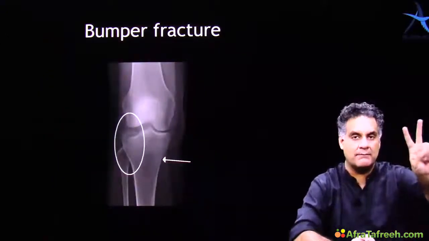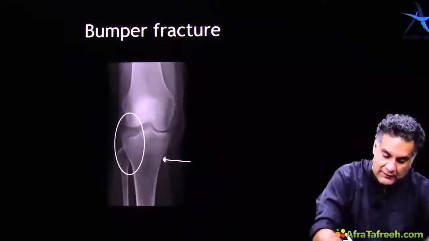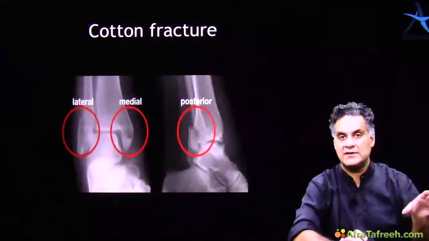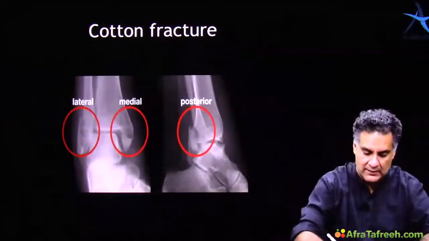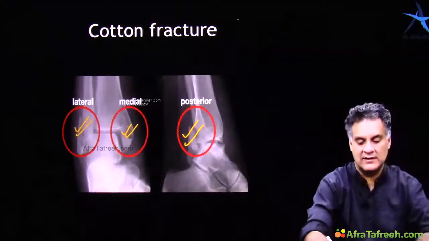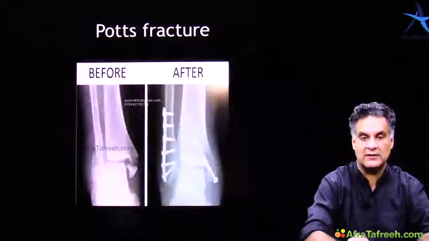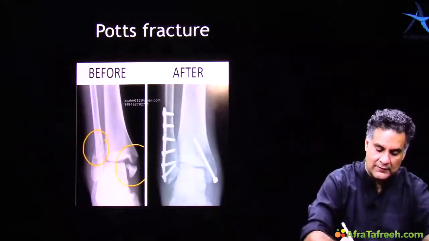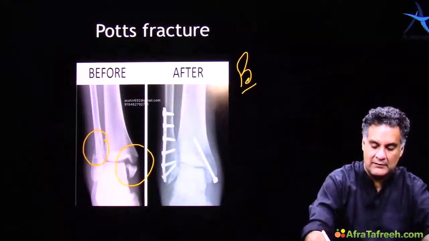Then you have the bumper fracture. Again, Chauffeur's and bumper fractures are 2 fractures very commonly asked. Bumper is a fracture of the lateral tibial plateau. Then you have the Cotton's fracture, involving the posterior malleolus, the medial malleolus, and the lateral malleolus. So C T, trimalleolar fracture, 3 malleoli. You have the Pott's fracture, the lateral malleolus and the medial malleolus, so it is the bimalleolar fracture.